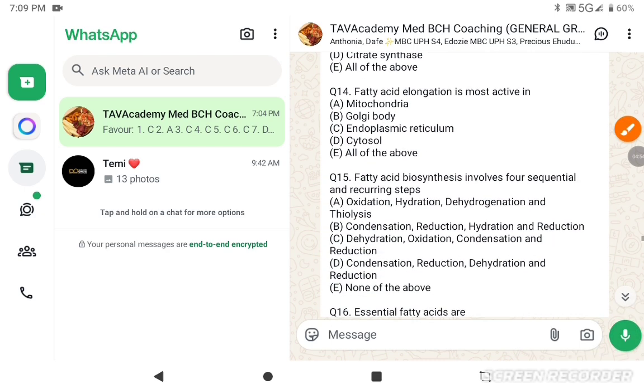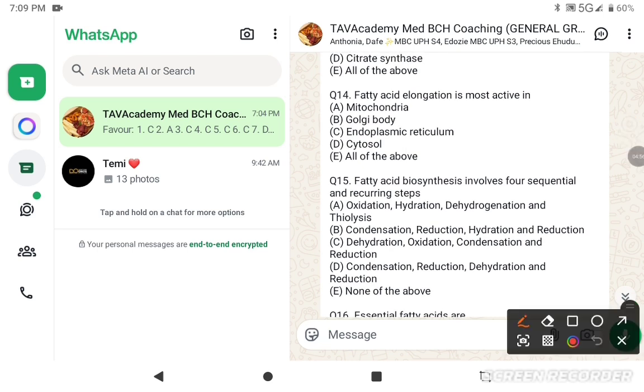Question 14 now and 15. Fatty acid elongation is most active in the endoplasmic reticulum. So that's where it's most active. And what we use to elongate it is called malonyl-CoA. So malonyl-CoA is to elongate the fatty acid in the ER. Some elongation does occur in the mitochondria, but both elongation and desaturation occur in the ER. And remember, we can't desaturate fatty acid beyond carbon 9. That's why any fatty acid that has a double bond beyond carbon 9 is an essential fatty acid.